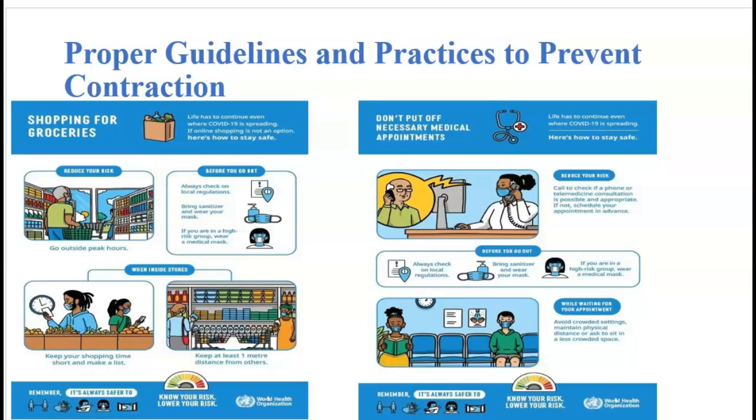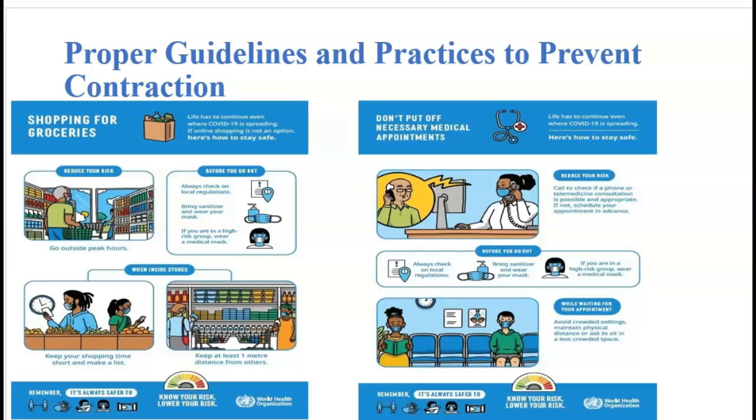Before you get there, have your mask and your own hand sanitizer, just in case the grocery store does not have masks to pass out or hand sanitizer when you walk in the door. Keep your shopping time short and make a list before you get there, and keep it short. Once you're inside the grocery store, be courteous and stay within 6 feet of the next shopper.